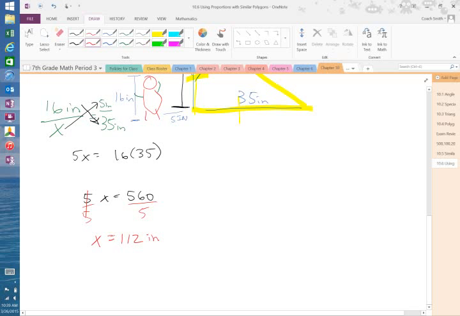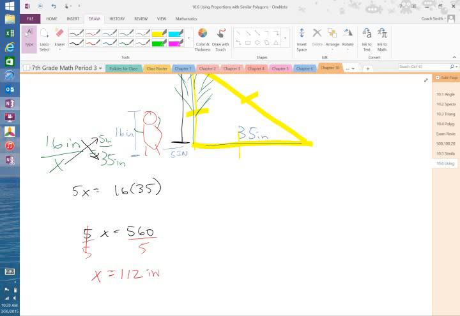Now, it's in inches, so it's 112 inches. So it's not in feet. It's not 112 feet because the groundhog's not 16 feet. That would be a very huge groundhog if we had a groundhog that was 16 feet tall. That'd be pretty close to what the building is. The building's probably 20 feet tall, I would assume, because you've got two stories. Okay. So it's 112 inches.